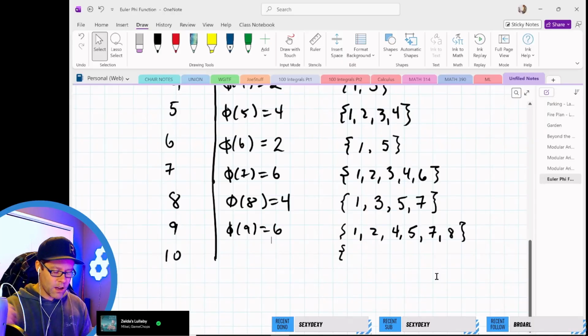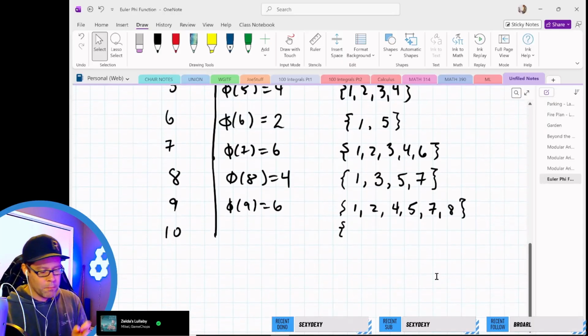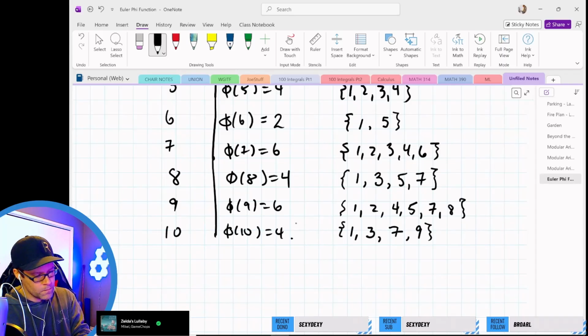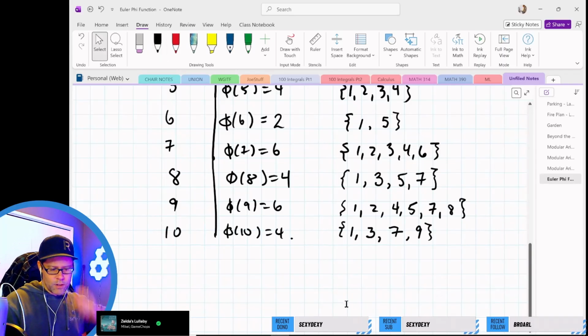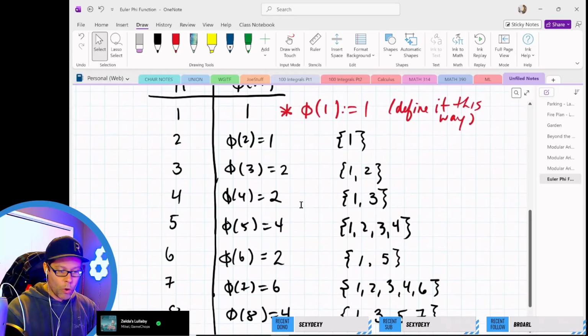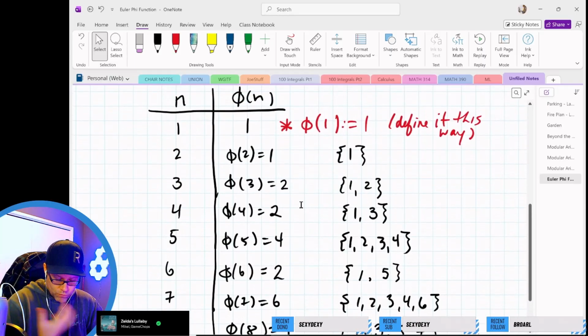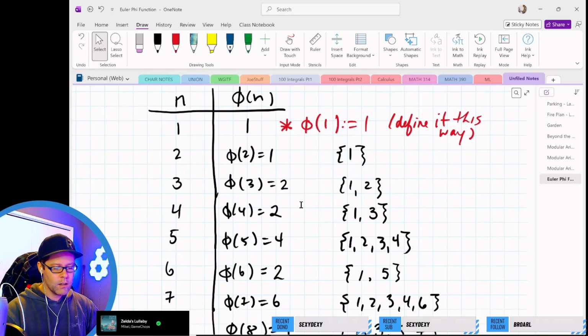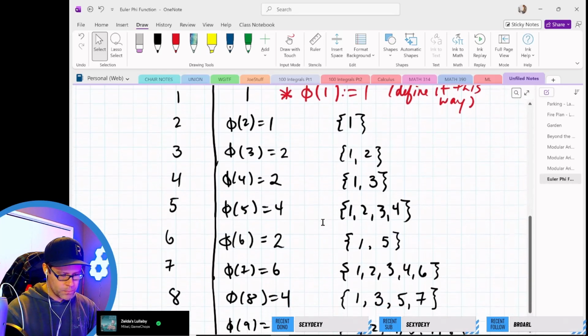And then for 10, we cannot include any even numbers, nor can we include any multiples of 5. So 1, 3, 4, 5, 6, 7, 8 we cannot include, but 9 we should be able to include, so we should get 4 here. Okay, so that gives you an idea of, just working through the first couple of integers, what those Euler Phi functions return. So inputting a value n, I'm looking for the number of coprime integers less than n. So that's what we're looking for.